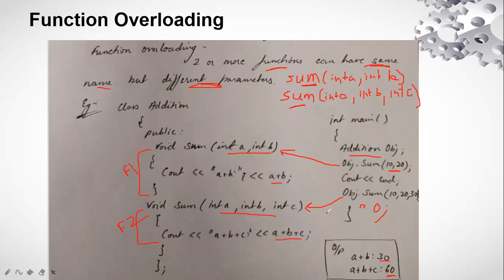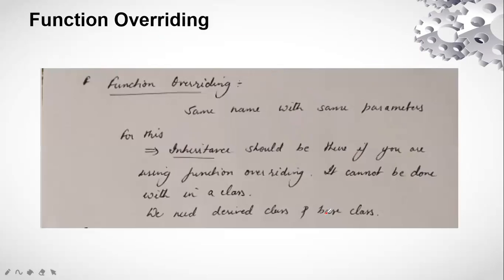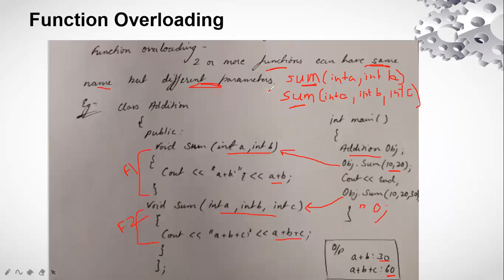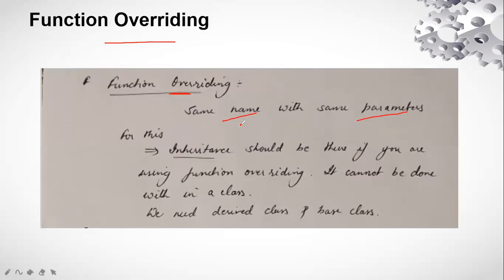This is how we are going to implement the function overloading, right? Now next we are going to talk about function overriding. Now what is this function overriding? The difference between function overloading and function overriding is we have the function with the same name and with the same parameters, that is called as the function overriding. Same name with the same parameter is function overriding, while when we have same name with the different parameters is overloading, right?